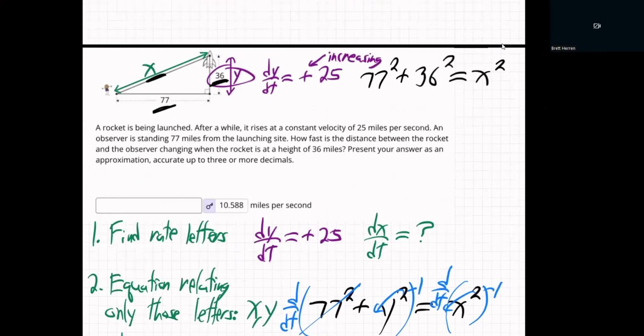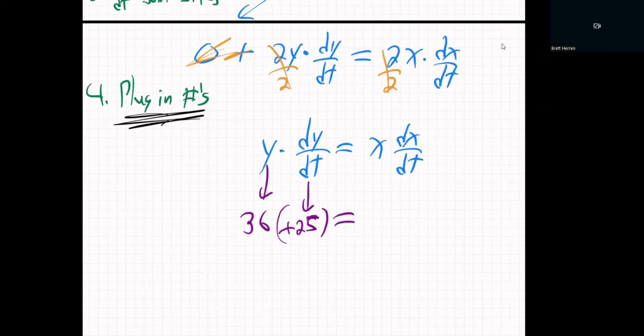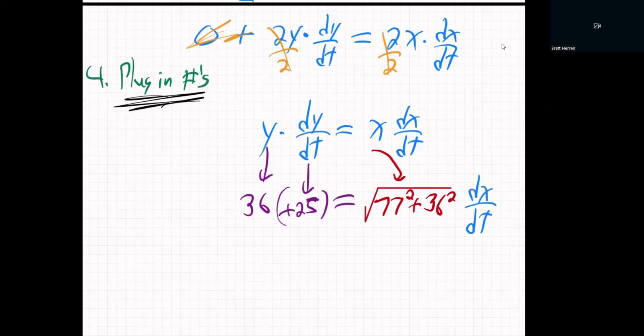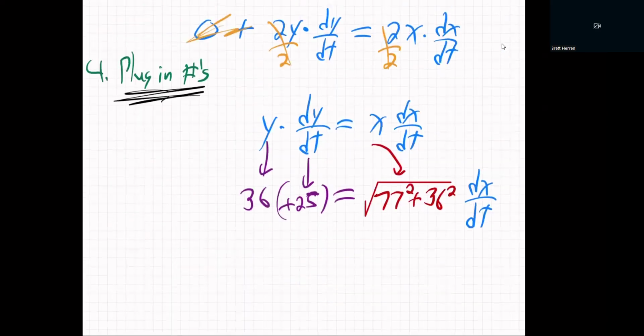So up here, I'm going to go 77 squared plus 36 squared is x squared. So then root it. Then x equals the square root of 77 squared plus 36 squared. There's x, and dx dt is what we're looking for. And last step, let's solve this thing.